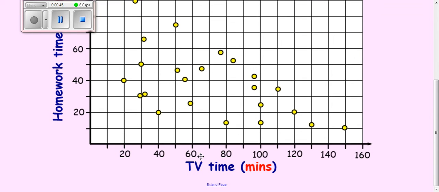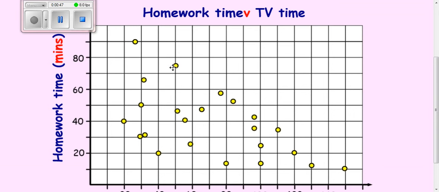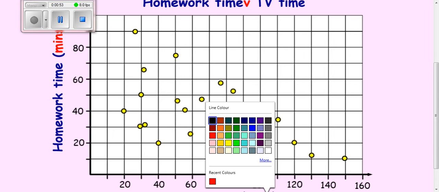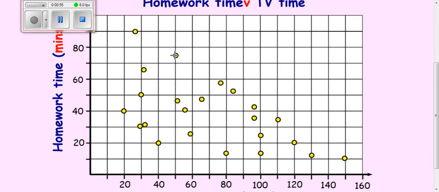So what we have here is TV time against homework time, and one dot represents both bits of information at the same time. So if I look at this dot, if we look across, it represents, say, 75 minutes homework time, and it also represents 50 minutes TV time. Okay, that's how you read it off. You just look at a dot and look down to see what this scale shows, and look across to see what this scale shows.